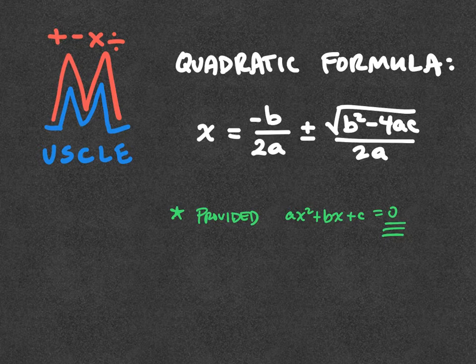Okay, a is the coefficient of the quadratic term, b of the linear term, and c is the constant. So the first step we need to do is make sure that our equation is equal to 0. Then we can use this formula. So let's go ahead and get started.